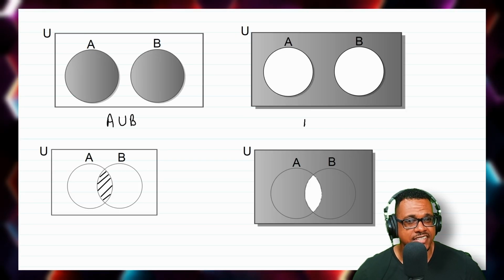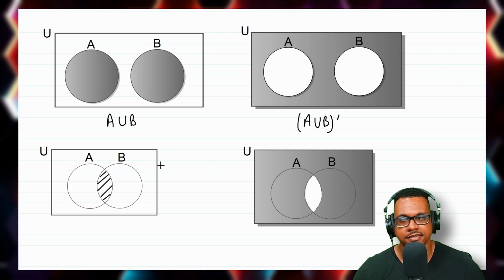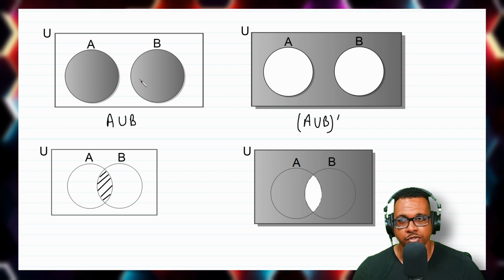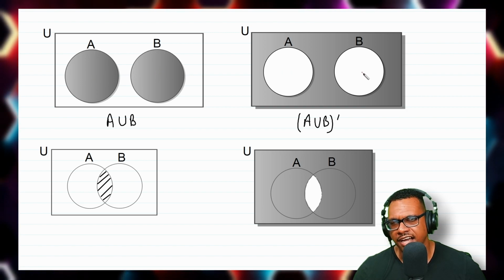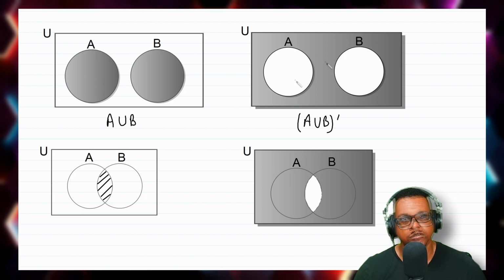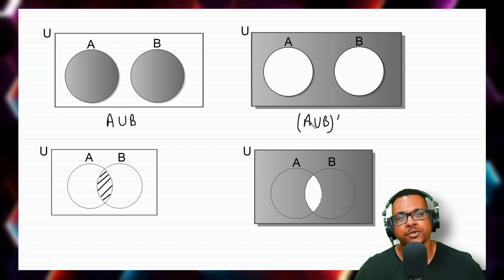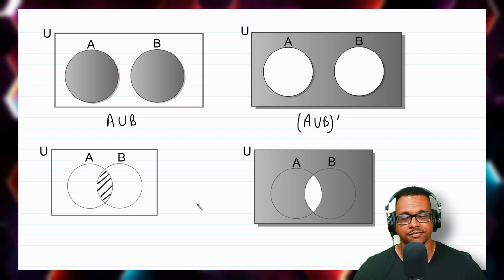And we write that as (A union B) complement, because you can clearly see the union is shaded here. And in this diagram, the union is not shaded, but everything except the union is shaded. So the shaded region is not the union, and that's what we call (A union B) complement.